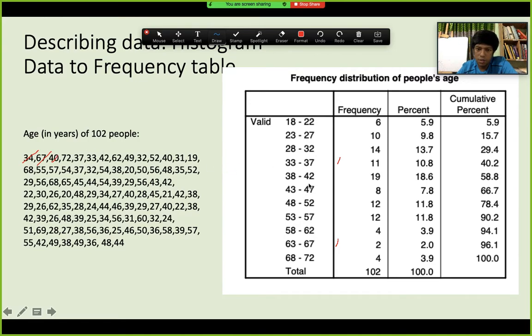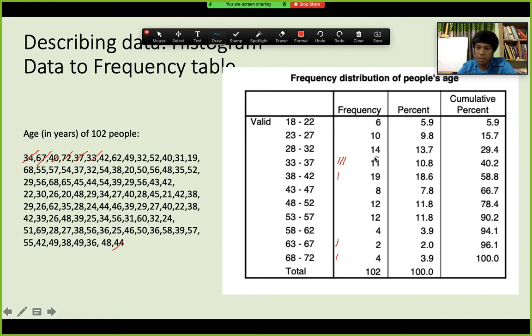Then 40. 40 is here. Then we give 72. 72 is here. Then we have 37. So 37 is here. Then we have 33. 33 is again here. Then we have 42. This way we will continue and we will find out the frequency. After coming to this 40, we will count how many bars we have here.